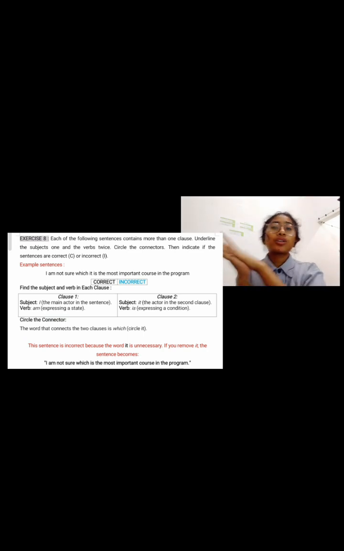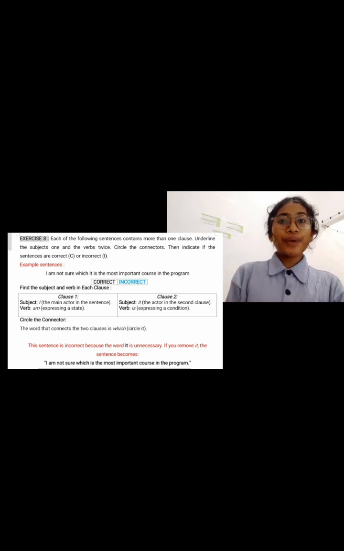Okay, so the conclusion is that this sentence is incorrect because it does not have a subject in the second clause. In the second clause, the word "is" must be omitted. So the correct sentence is: I am not sure which is the most important course in the program.